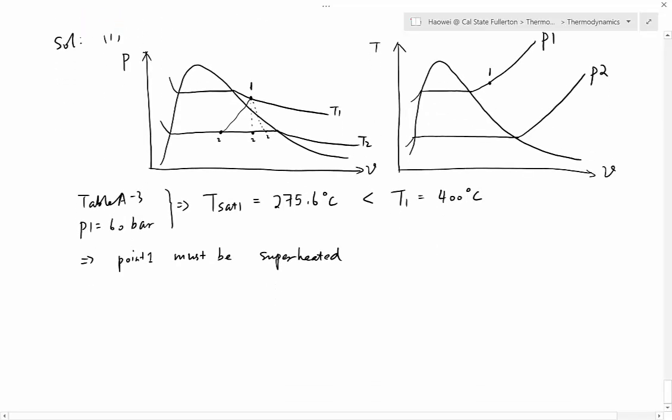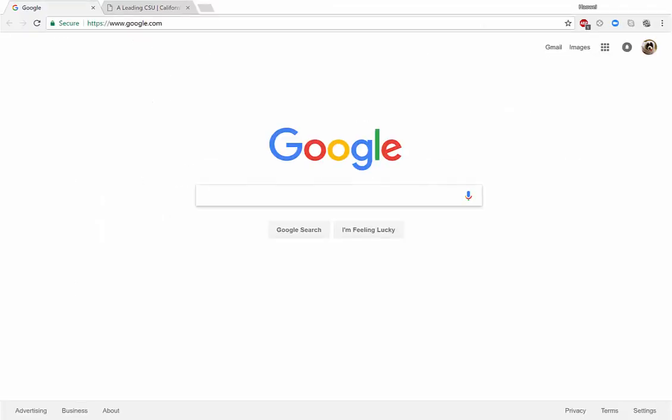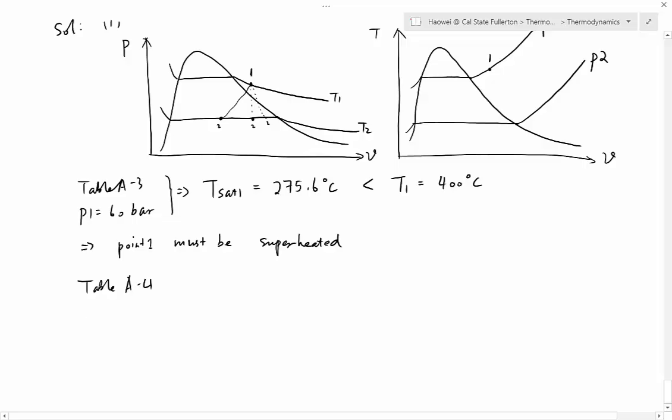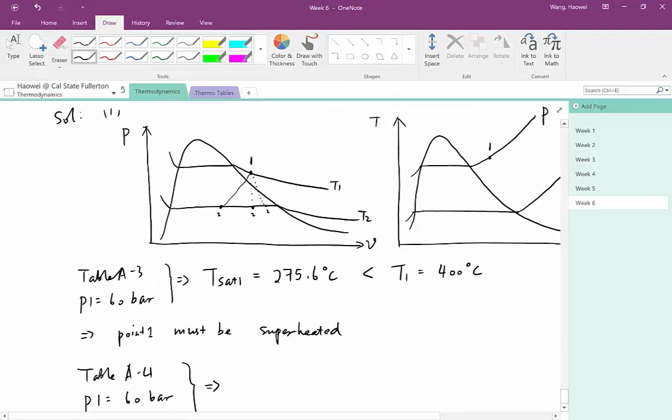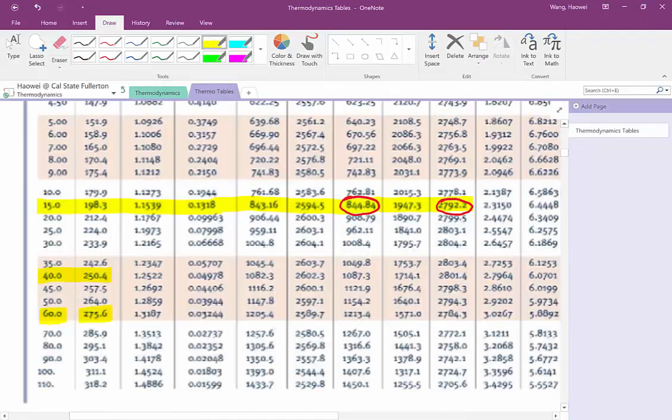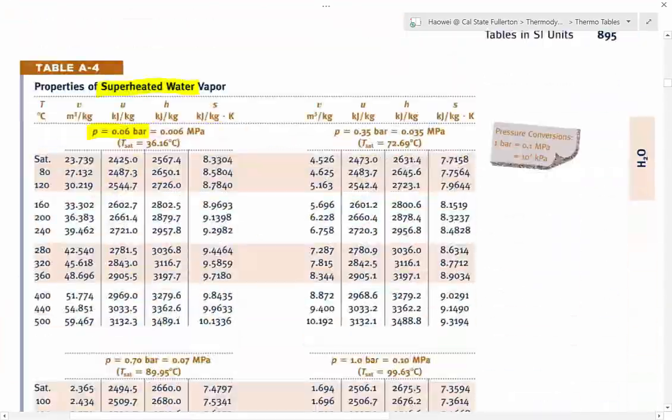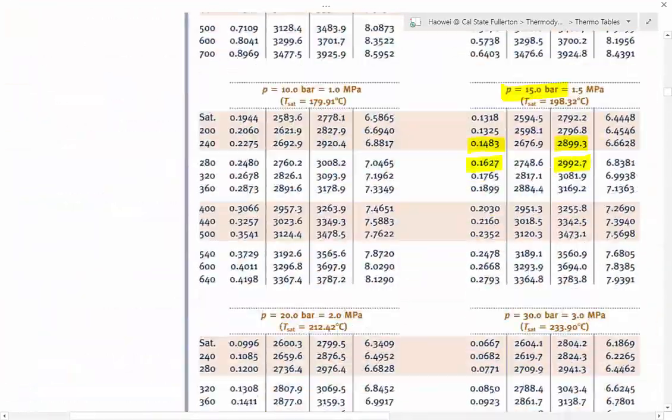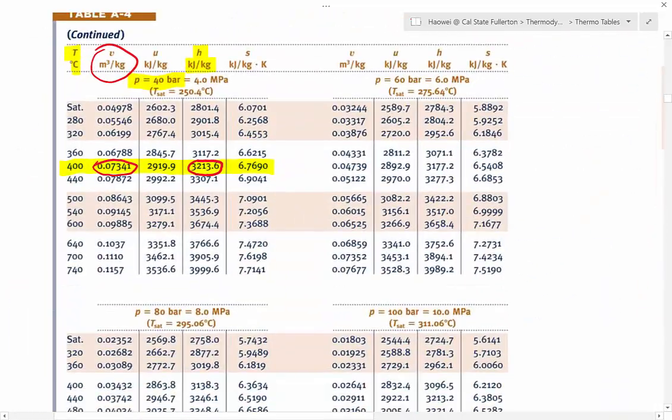We know point number 1 is superheated, so we must go to table A4. To use table A4, you have to have two inputs. The first input is, we know P1 is 60 bar. The second input we know is T1, 400 Celsius. And from here, we can easily find nu1. Okay, let's go to table A4 this time. And the pressure we have is 60 bar. Okay, very high. Where's 60 bar?